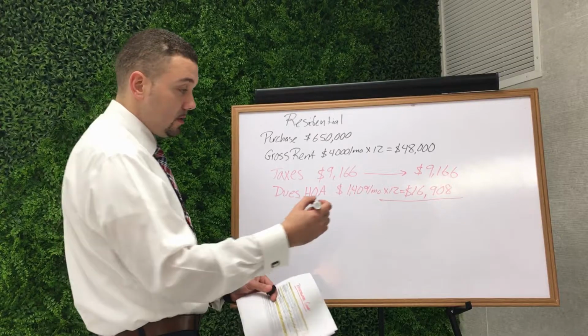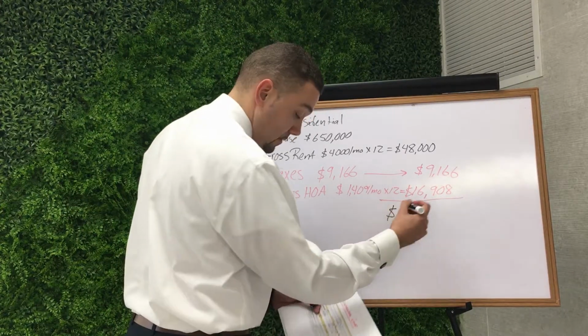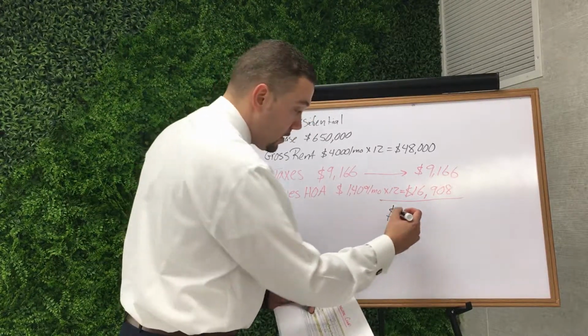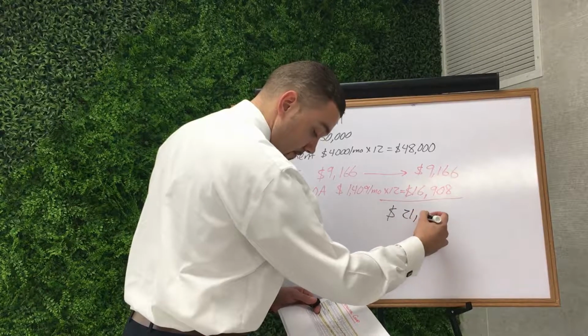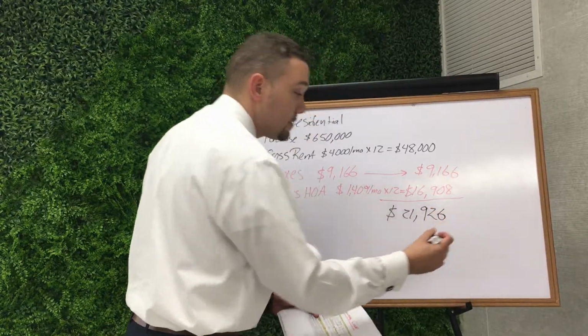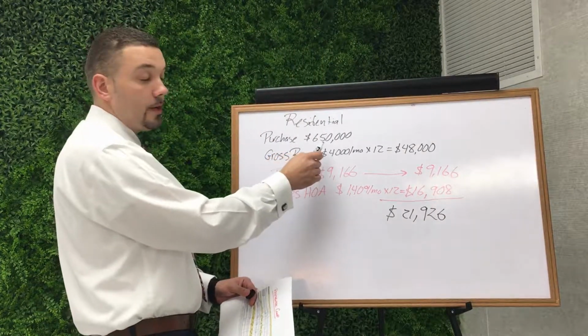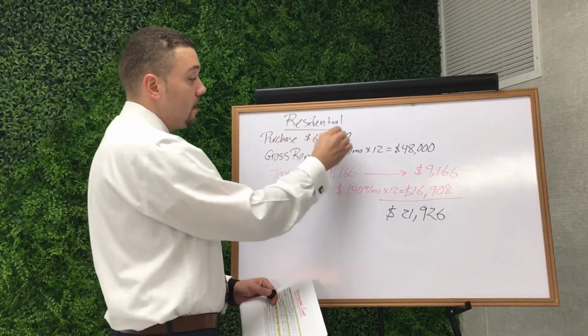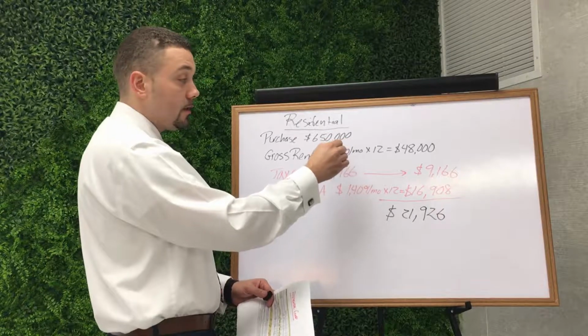So after we do this math, we know that for the year, you would have left over $21,926. So you purchased this unit, this residential unit, for $650,000.